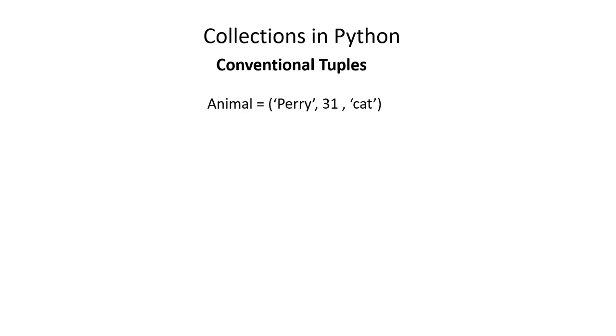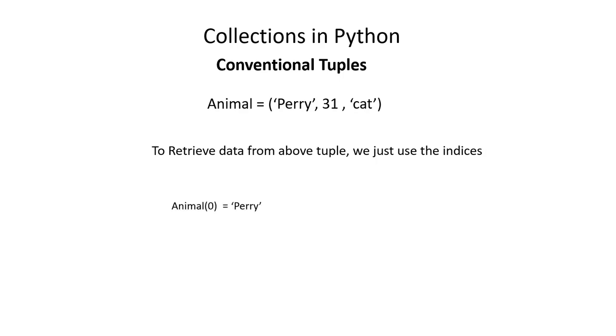So we are going to name this conventional tuple as animal, which is going to have three values in it, one being the name, second being the age of the animal, and third being the type or category of the animal. Now, if we would want to retrieve data from the above tuple, how do we do that? We are going to use indices to do that. In the sense, we are going to write animal of 0 to get the name of the animal, animal of 1 to get the age of the animal, similarly, animal of 2 to get the specific category or type of the animal.